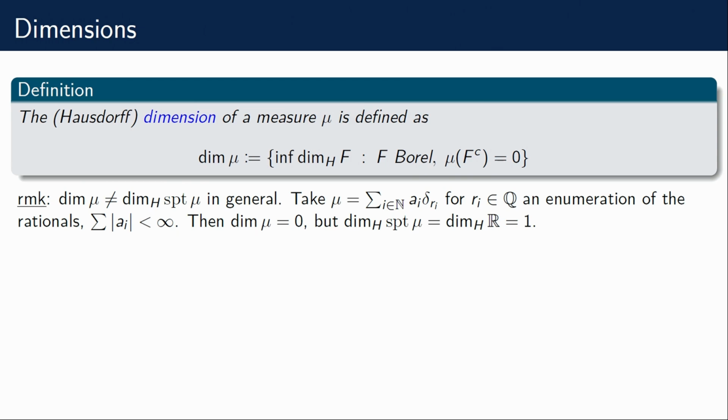Here's a good example. If you take your measure mu to be a bunch of Dirac masses centered at the rationals with weights a_i, which are summable, then the definition above, if you take the set F to be the rational numbers, which has Hausdorff dimension 0, will tell you that the dimension of the measure is 0. But if you look at the support of the measure, it's the full real line, and this has Hausdorff dimension 1. So this is just some way of saying where the measure lives, but not what its closure is. So this is the main point.